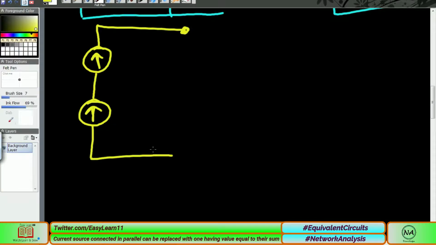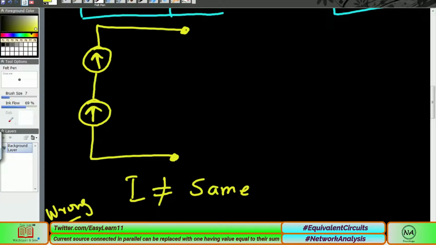So this is the rest of the network. We are not interested in the rest of the network. Again, we can only connect the current sources in this way if they are the same. Current sources must be the same, and this way is the wrong way if they are not the same. Again, the higher one will behave as an active element, while the other will behave as a passive element.